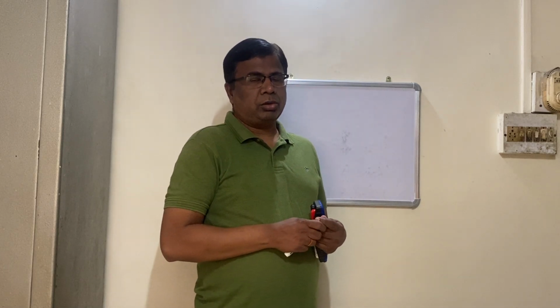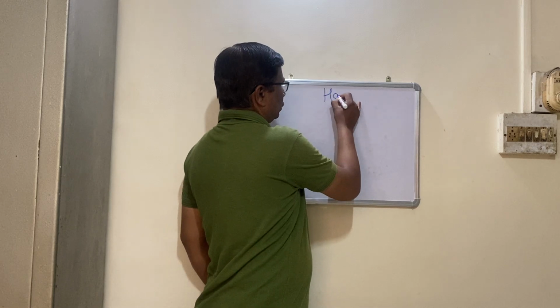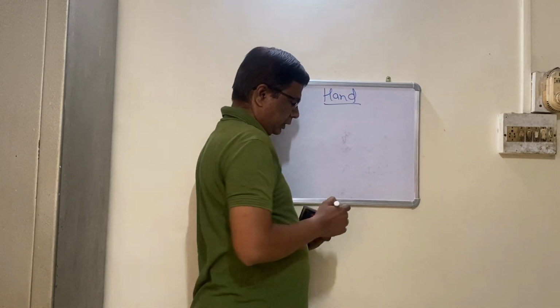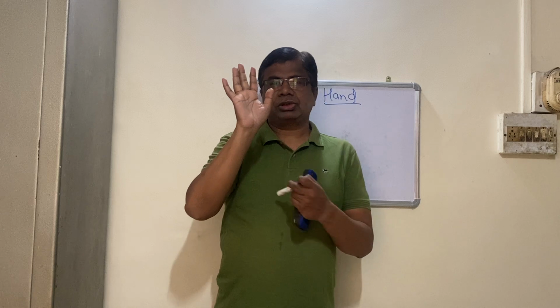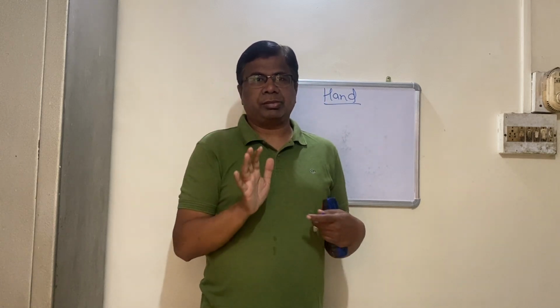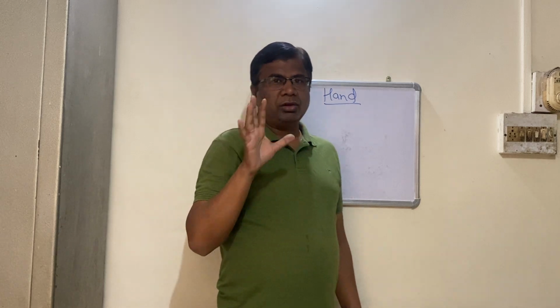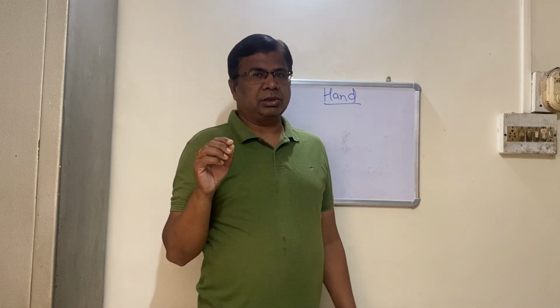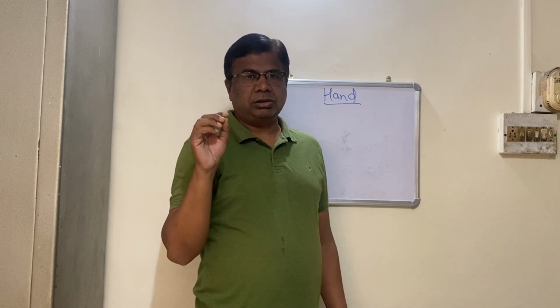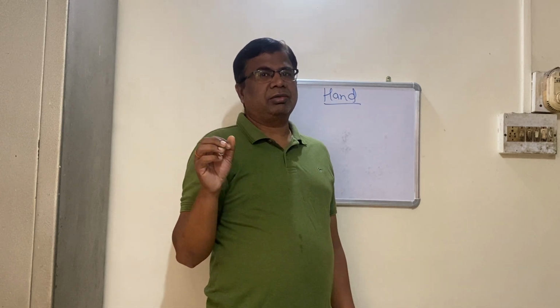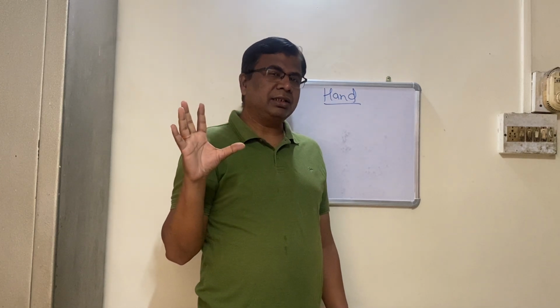So today we'll talk about the general plan of the hand. Hand meaning the portion here, the distal portion of the upper limb, just in front of the wrist joint. We are going to talk about the muscles of the hand, the nerve supply of the hand, and the importance of the hand in actions.